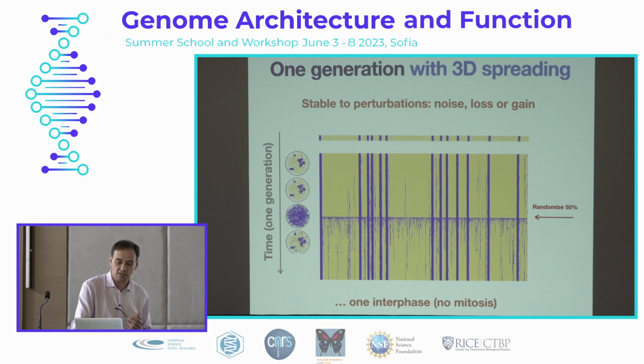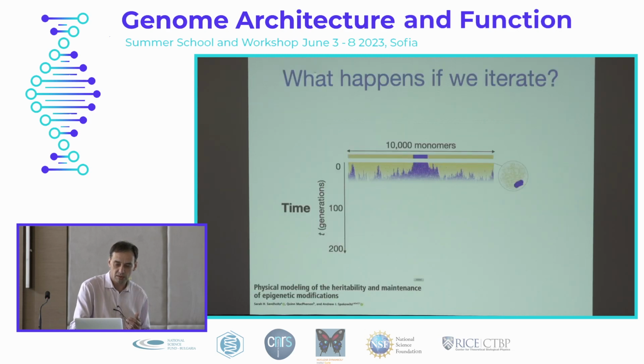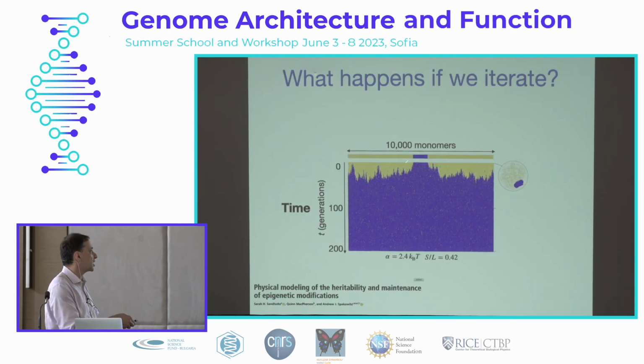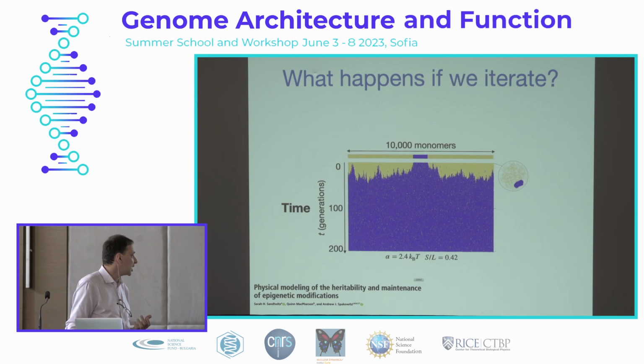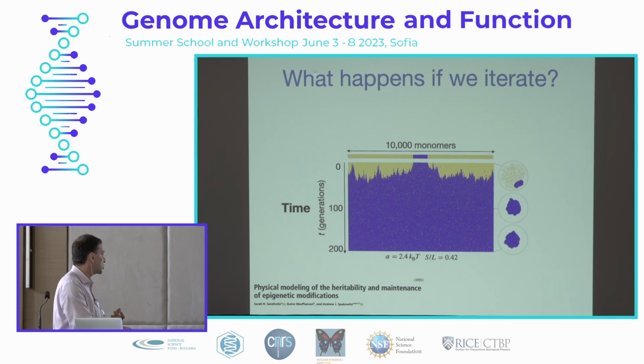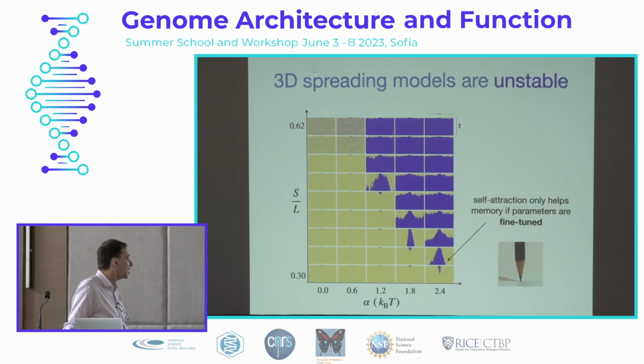But if you start iterating, then things break down. After about 5 or 10 cell divisions, the memory is completely lost. So it doesn't hold the memory. And again, it's similar to what Andy has observed in his PNAS paper, that there is memory for about 5 generations, but beyond that it starts to deteriorate.